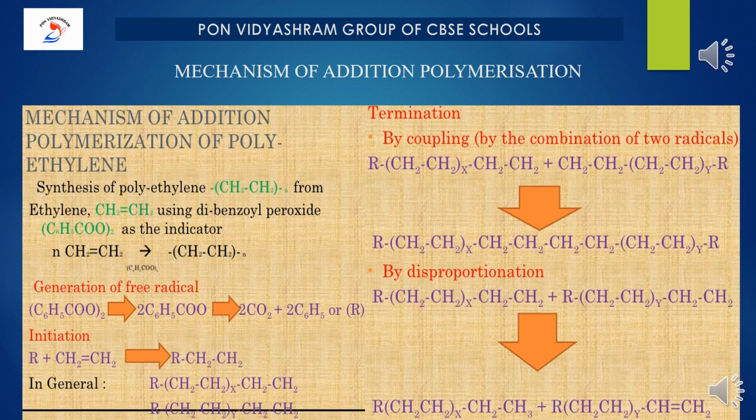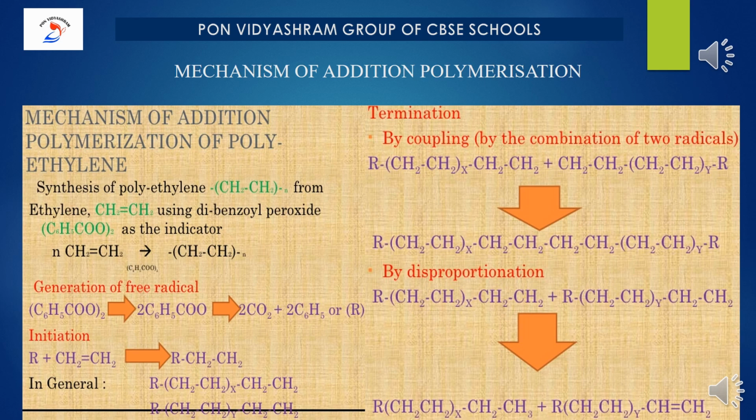The relative importance of this termination varies with the nature of the monomer undergoing polymerization. Here in this reaction, we have taken ethene as a monomer, whereas you can take styrene as I have mentioned. So, here first we are preparing the radical. Generation of free radical: we are taking the peroxide, phenyl peroxide. Now, from this we will be converting into free radical, that is phenyl free radical. So, this phenyl free radical, again mentioned as R, will be reacting with the stable ethene compound. Once the radical is reacting with the neutral compound, it will be forming a radical again.